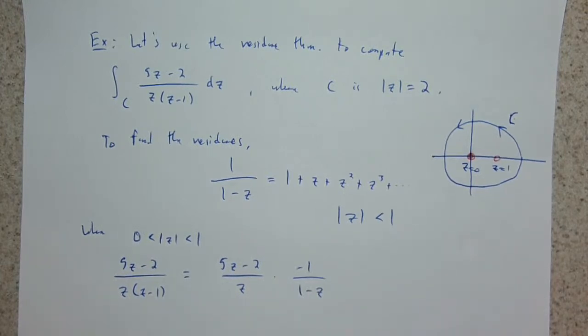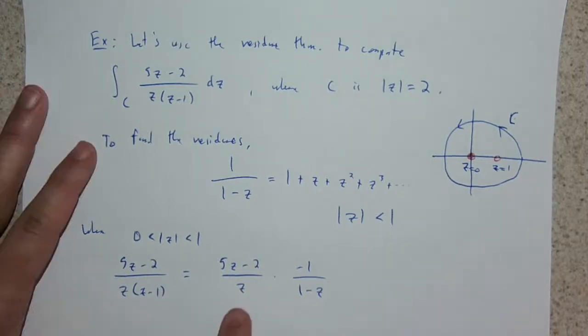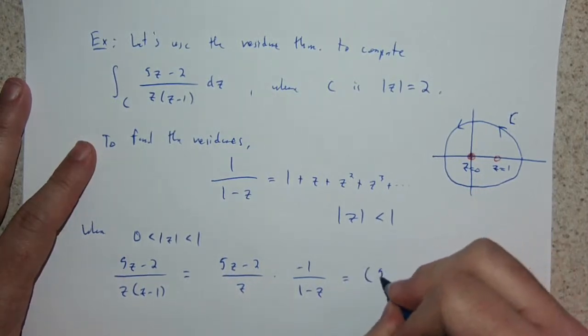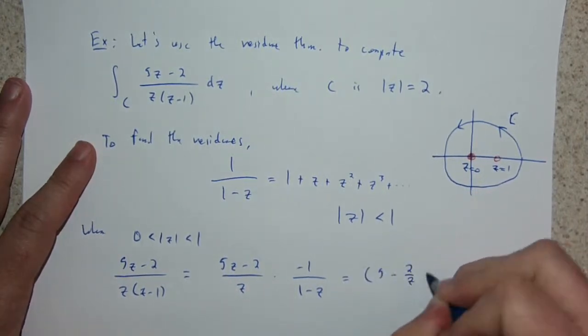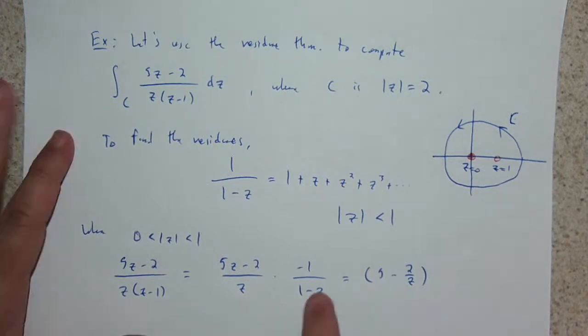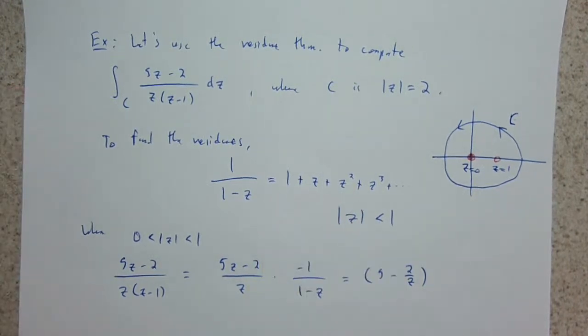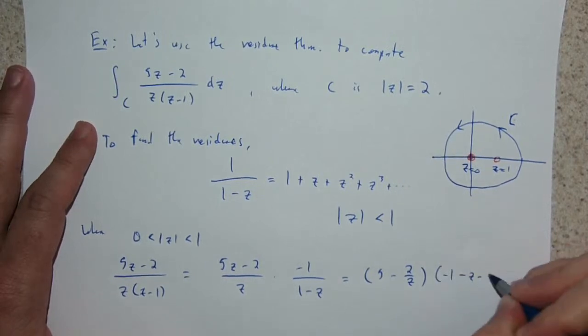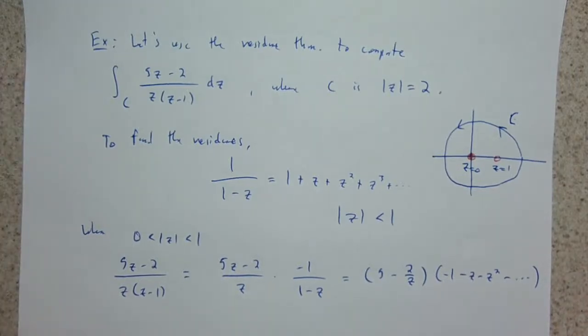Okay. And so this allows me to divide through by z. So this is like 5 minus 2 over z, times minus 1 over 1 minus z. Well, all I have to do is multiply this by minus 1. So this is minus 1 minus z squared, and so on.